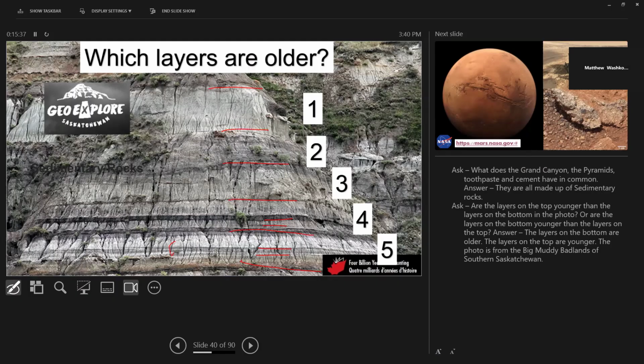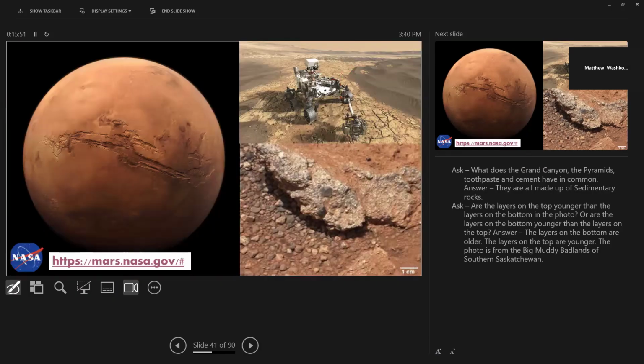Anyone know where this might be? Guess where this could be? I'll give you a hint: Saskatchewan. It's in the Badlands of southern Saskatchewan. I actually climbed one right beside this. I climbed on top of that. It sucked getting down.